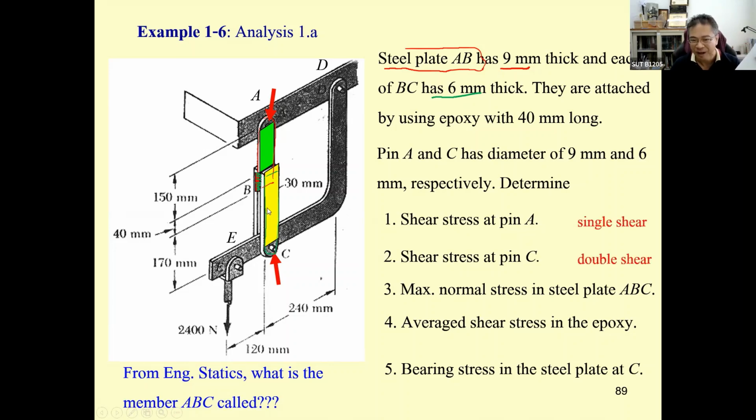So we can go a little bit further by taking this one at A only one plate. So the shear at A is going to be single shear. At C has 2 plates. Okay, it's going to be double shear. Okay, maximum normal stress compare between the green and the yellow later. So average shear stress in epoxy. Epoxy has 2 surfaces, so epoxy is going to be double shear.